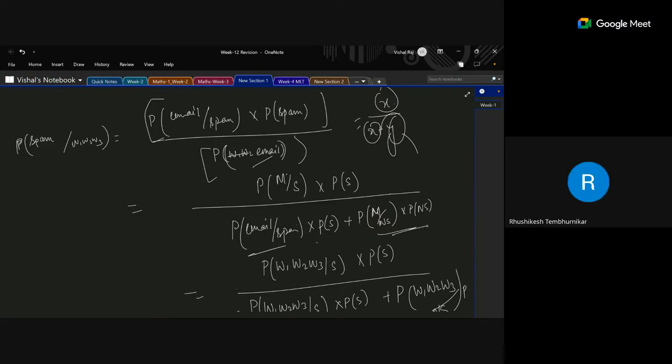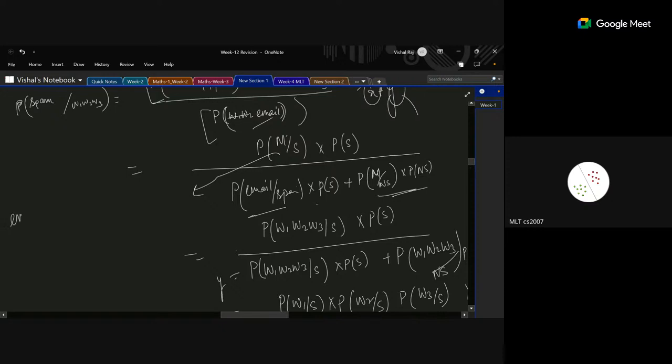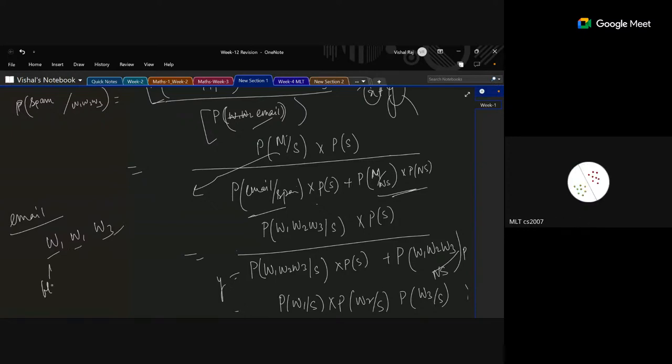I'm confused: the probability of W1, W2, W3, how can we interpret it as an email? The email you have got, which you have to classify as spam or non-spam, consists of only these W1, W2, W3. For example, it is "hey, you won", or "congratulations", something like that. So you have considered three words; your mail consists of only three words itself. Everyone got it, right?